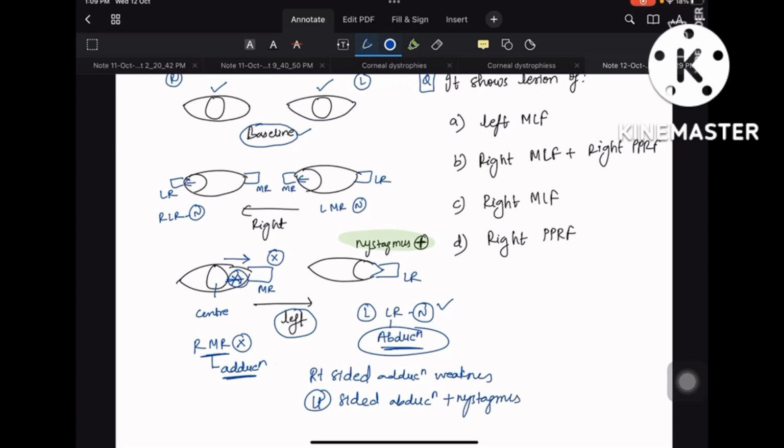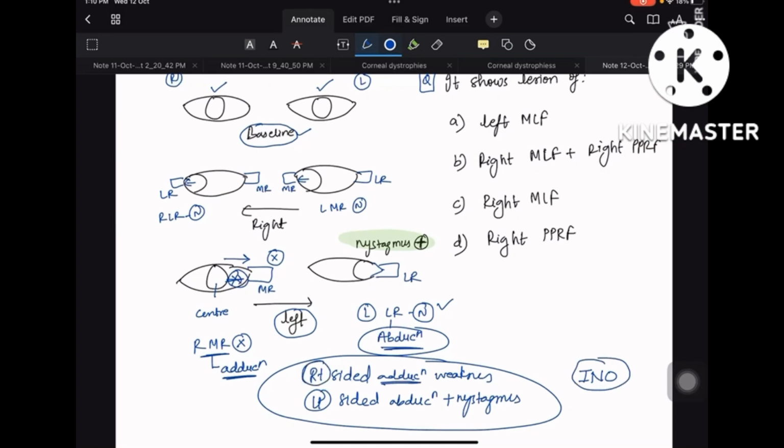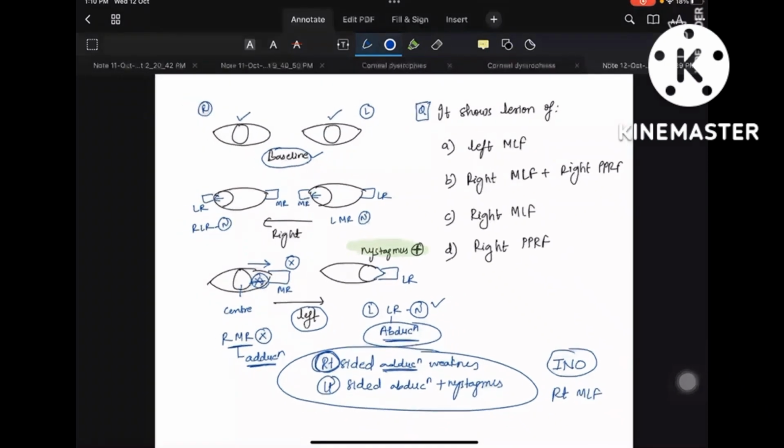I have told you this sentence in the previous video, that ipsilateral adduction weakness and contralateral abduction nystagmus is seen in INO, right? So ipsilateral adduction weakness, that means ipsilateral is right here. So right-sided MLF lesion is seen in this image. So your answer will be right MLF lesion. It is as simple as that. So right MLF causes ipsilateral, meaning right, adduction weakness, and contralateral, meaning left, abduction nystagmus. I hope this is clear.